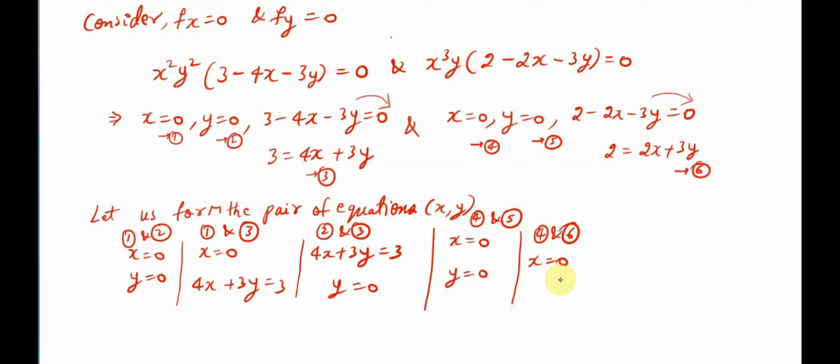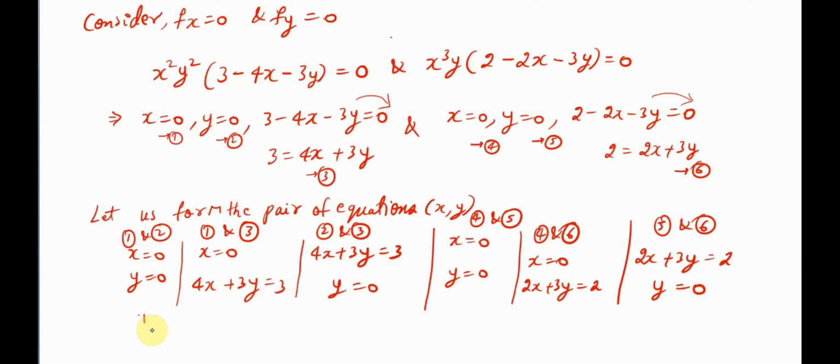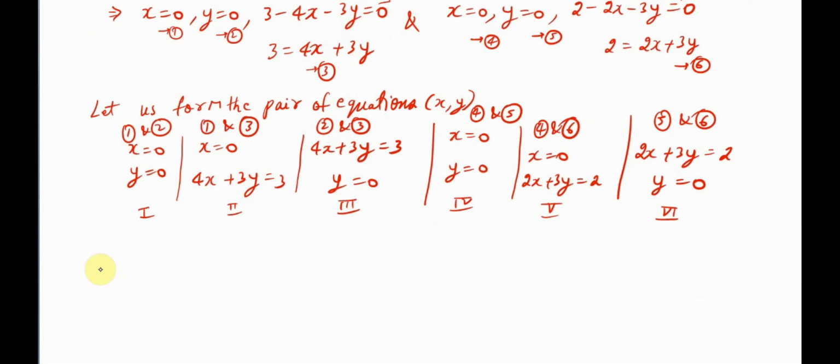So we'll take x is equal to 0, 2x plus 3y is equal to 2. So remaining I will get 5 and 6 equations, that is 2x plus 3y is equal to 2, and y is equal to 0. So here we can easily see, students, how many points I get: 1, 2, 3, 4, 5, 6 points. Yes, students, how many points? These points are known as stationary points. So therefore the stationary points are, how many points will we get? We'll write all the points in terms of x and y.